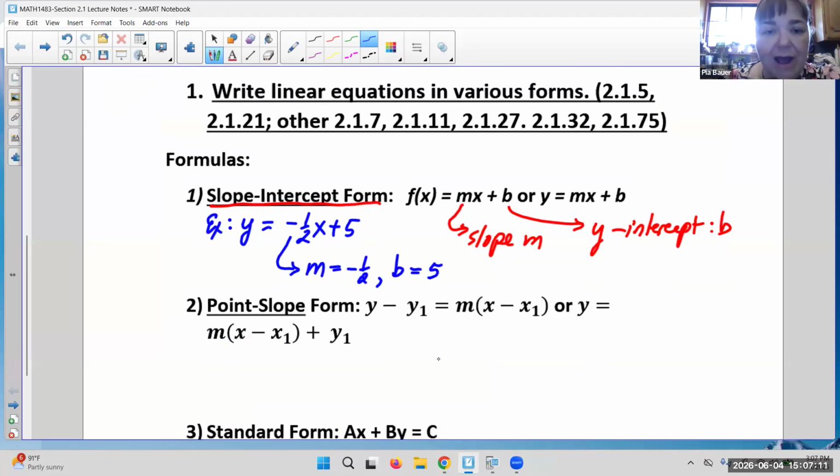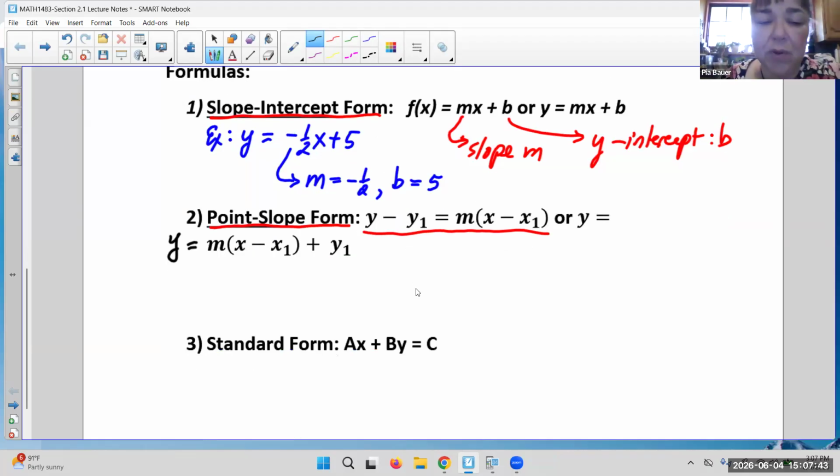Another popular way of writing linear equations is called the point-slope form. That is y minus y1 equals m times x minus x1. Another form is isolating the y: y equals m times x minus x1 plus y1. All we have done is moved that y1 to the other side. It's called the point-slope form because, as before, m is the slope.